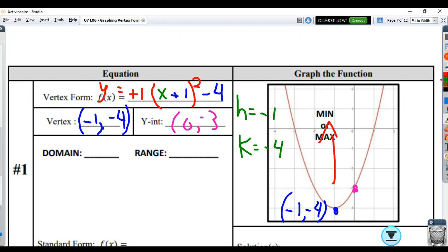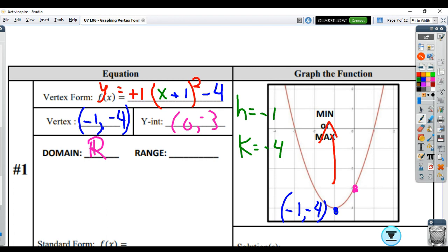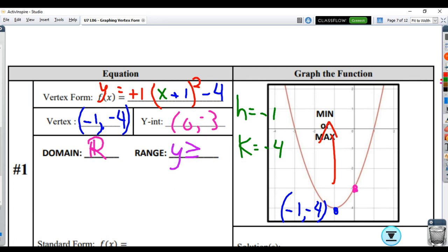We started talking about domain and range in your last lesson when we looked at parabolas in standard form. Remember, the domain is always the same answer. It's all real numbers. That's that fancy R, right? In this case, for our range, because our parabola is opening upwards, that means our range is going to be y is greater than or equal to. Greater than or equal to is always when it's opening up. And then it's always the k value. So our lowest point, our k value, is -4. There's your range of the parabola, okay?